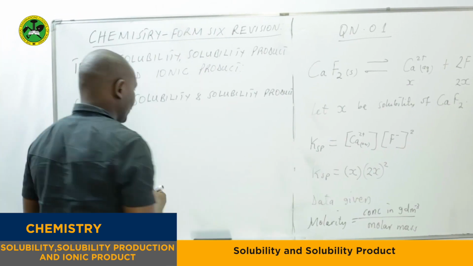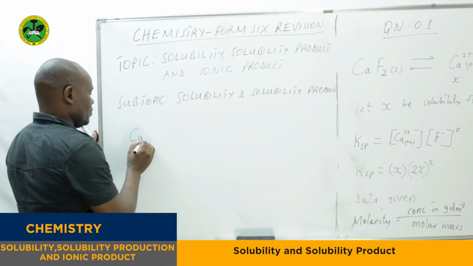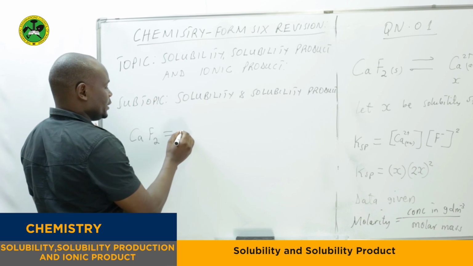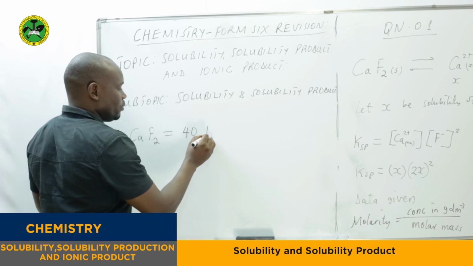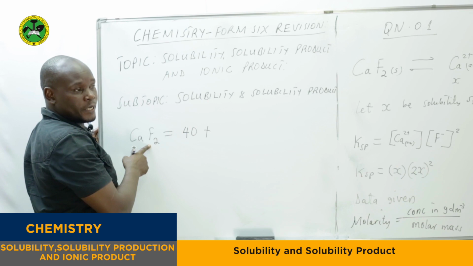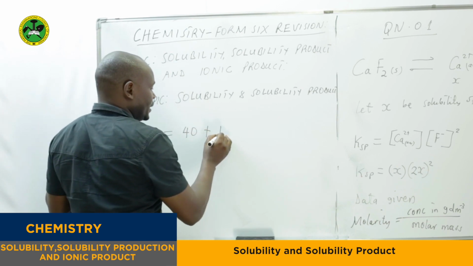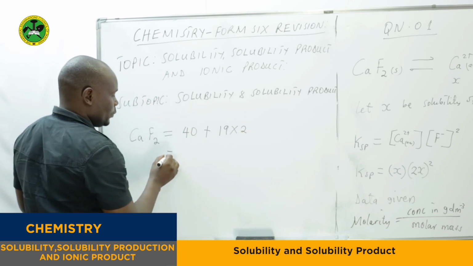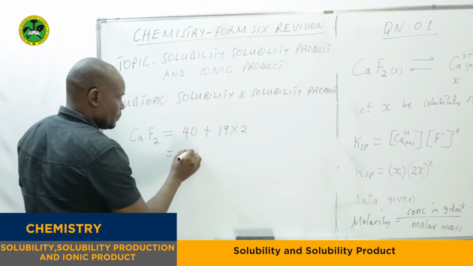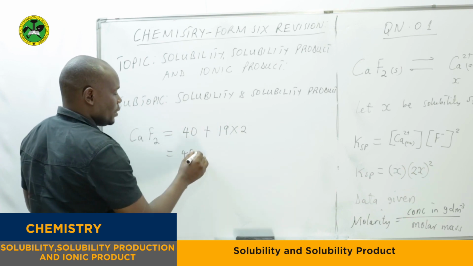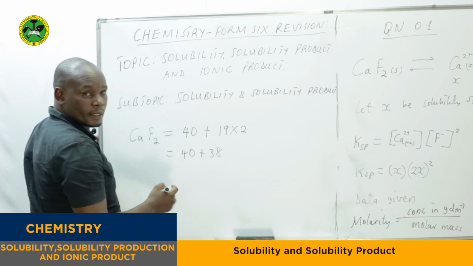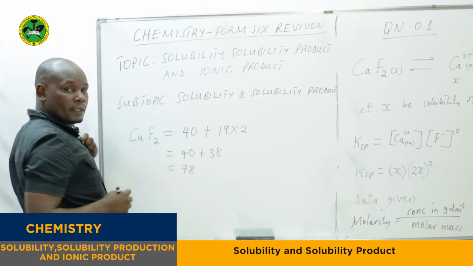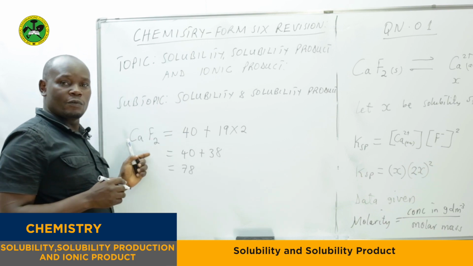The molar mass of calcium fluoride: we have been given the mass of calcium, which is 40, plus the molar mass of fluorine, which is 19. But 19 times how much? Times 2. If you use your calculator, you'll get 40, then 19 times 2 is 38. Now adding, you get 78. This is the molar mass of calcium fluoride.